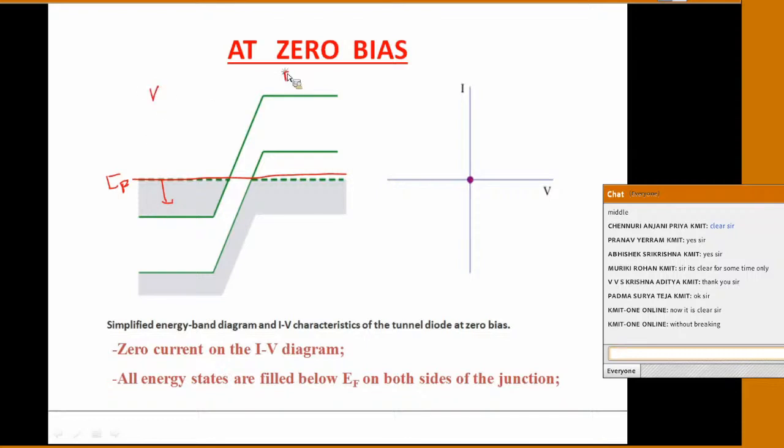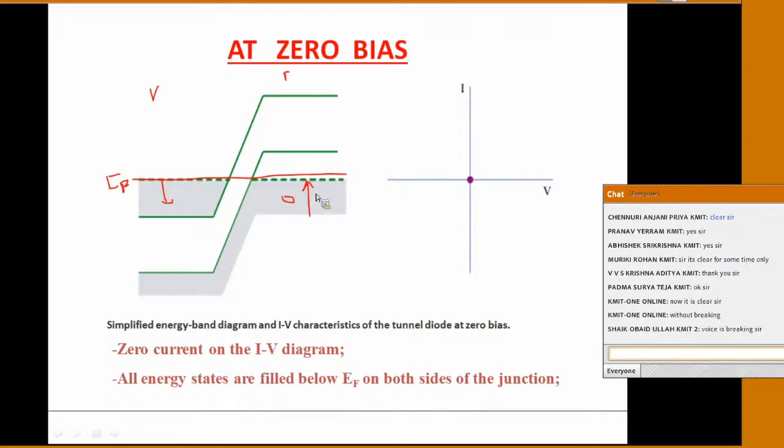And in the P type, below the Fermi level, this is your valence band. This valence band is filled with holes. Below the Fermi level, the N side is completely filled with electrons and the P side is completely filled with holes. This is the zero bias case. Now we'll apply a little bit of forward voltage.